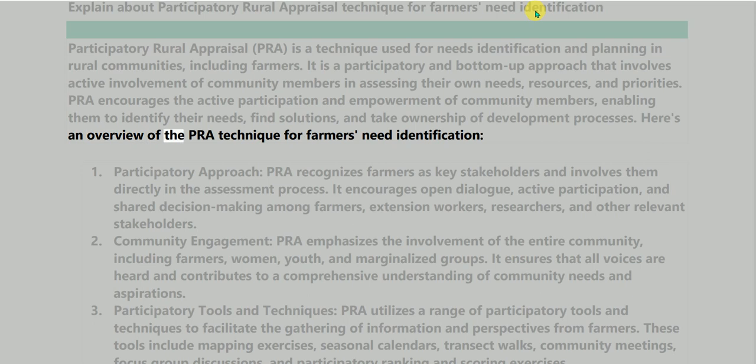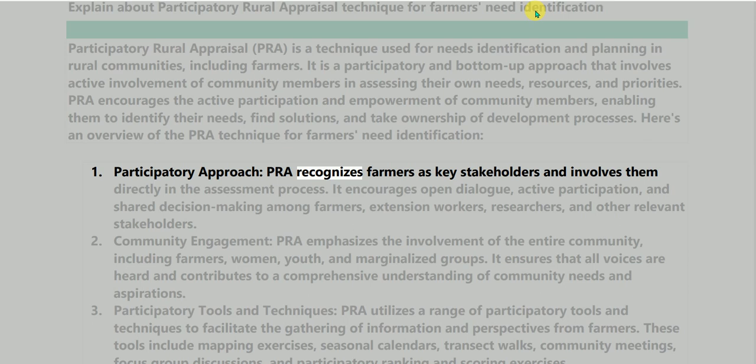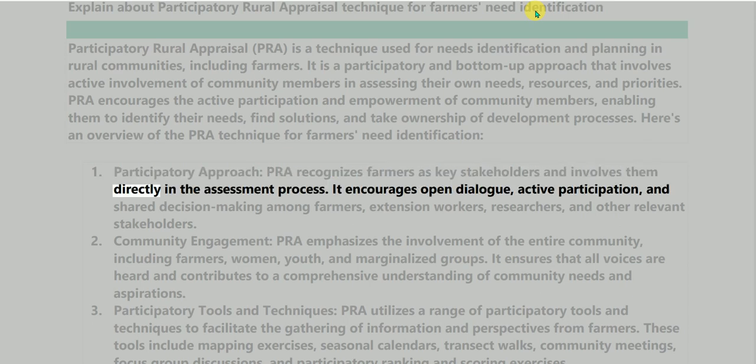Here is an overview of the PRA technique for farmers' need identification. 1. Participatory approach. PRA recognizes farmers as key stakeholders and involves them directly in the assessment process.